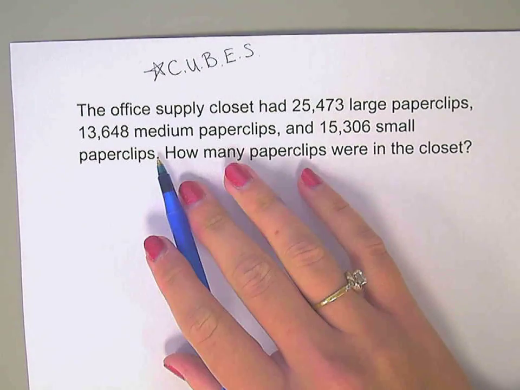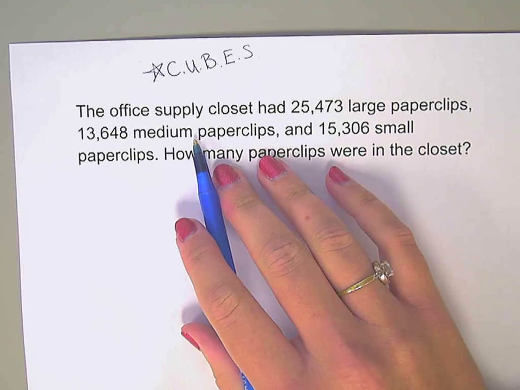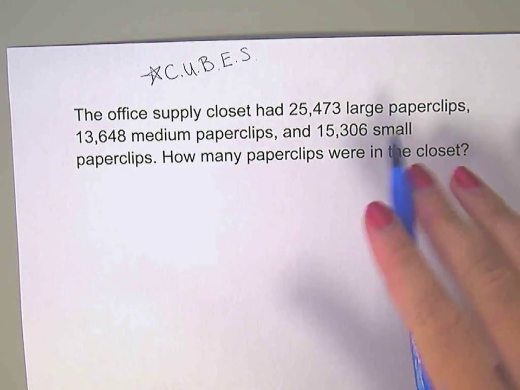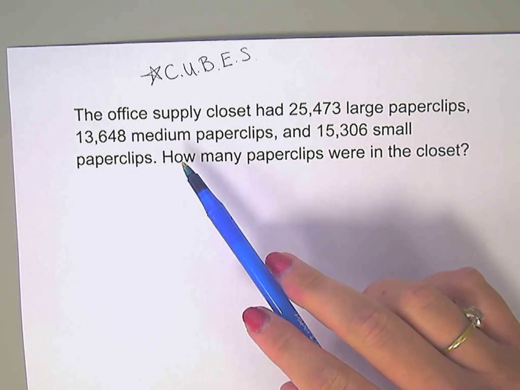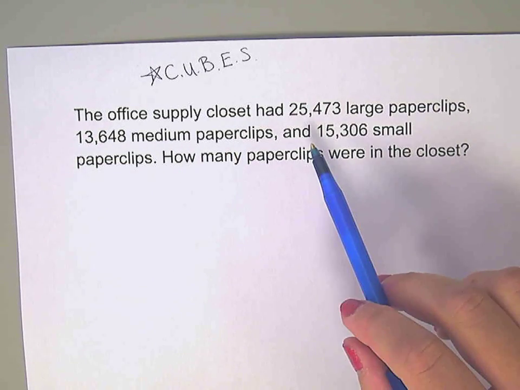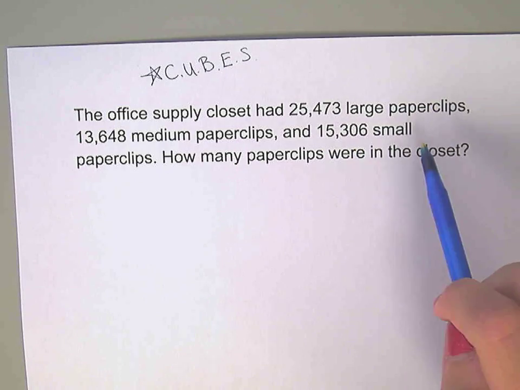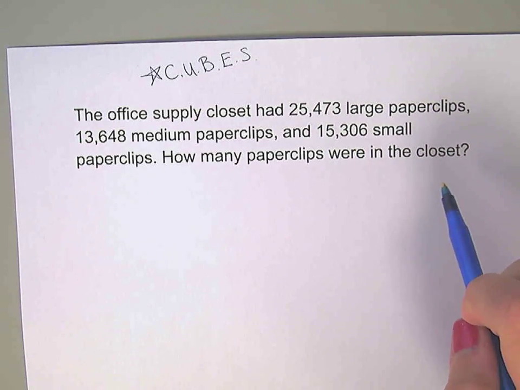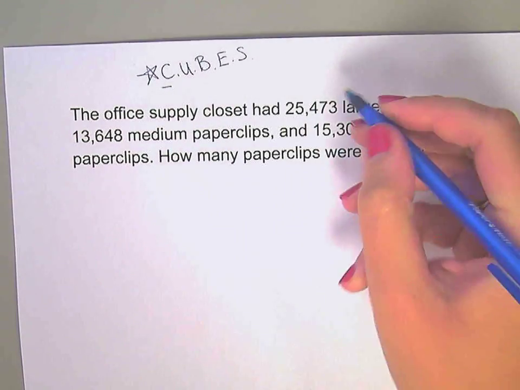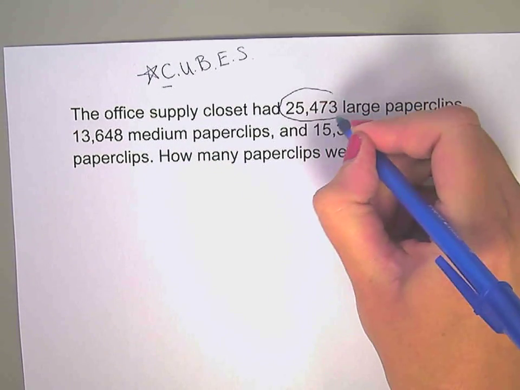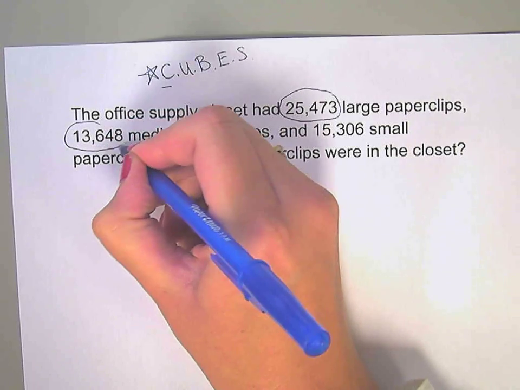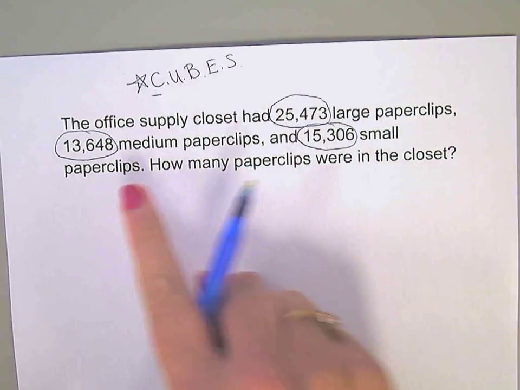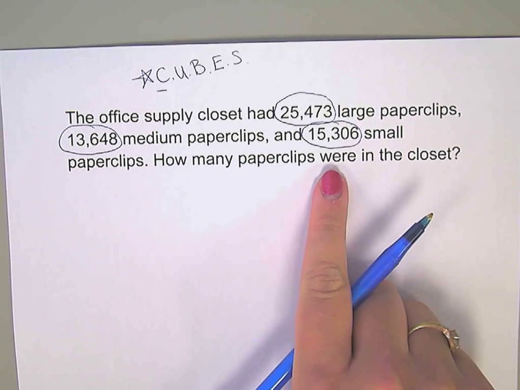So now when I look at this word problem, the office supply closet had 25,473 large paper clips, 13,648 medium paper clips, and 15,306 small paper clips. How many paper clips were in the closet? So I'm going to start off with C, circle the important numbers. Okay, those are the numbers that I see circled. All right, there's no other numbers I can circle.